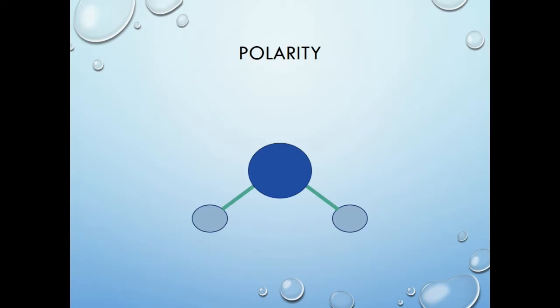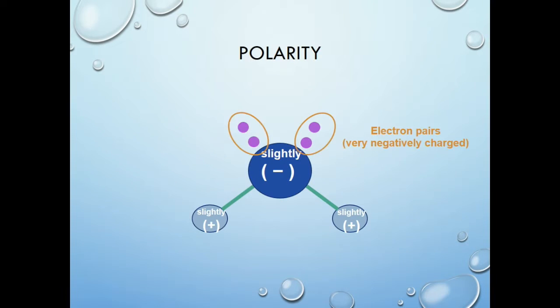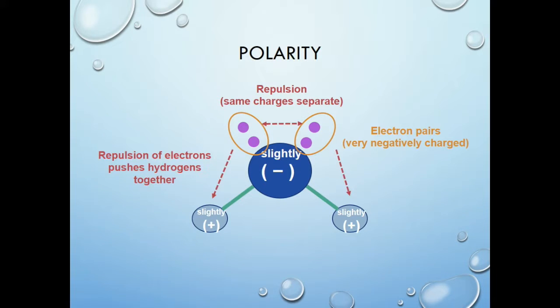To put it simply, water is bent because of polarity. The hydrogen atoms are slightly negative and the oxygen is slightly positive, which forces the oxygen's electrons away from the hydrogens and closer together. The oxygen's electrons are repulsed, remember, like charges repel, and push the hydrogen atoms together.